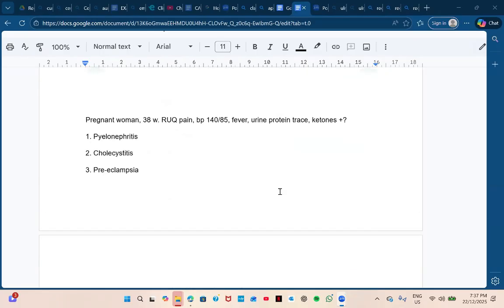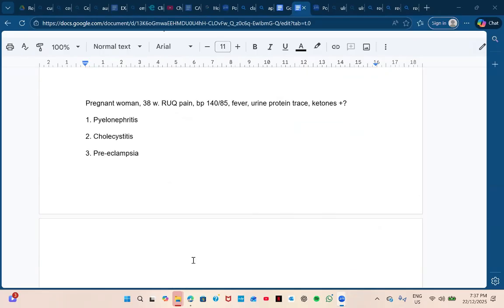Okay, so let's discuss our next question. A pregnant woman, 38 weeks, with right upper quadrant pain, blood.